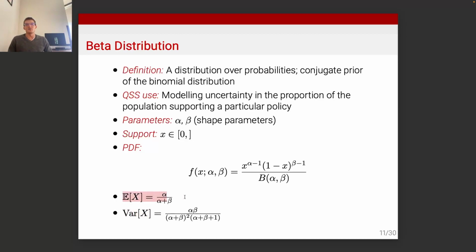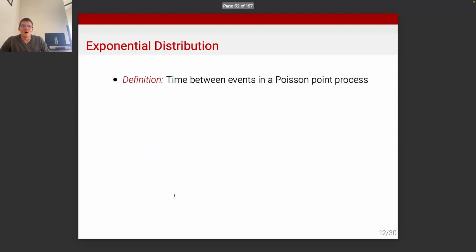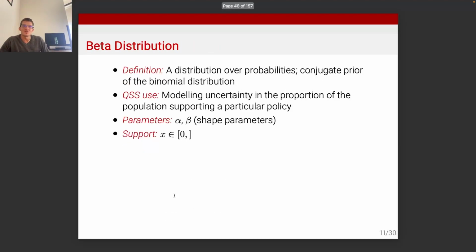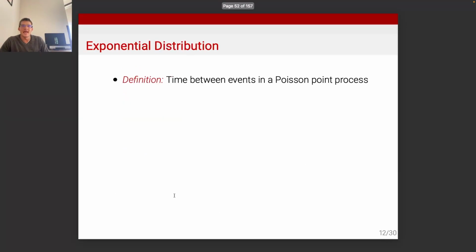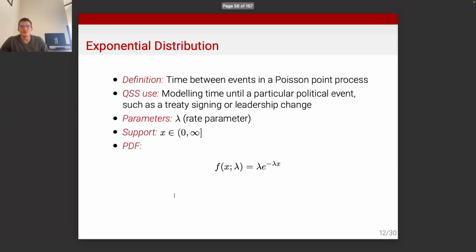In the expected value, you can see that it's going to be between 0 and 1 for the same reasons. It's alpha divided by alpha plus beta. So we're going to see that the expected value is between 0 and 1. We also have the variance, which is a bit more complicated. But yeah, these are two important distributions: the binomial distribution and the beta distribution.